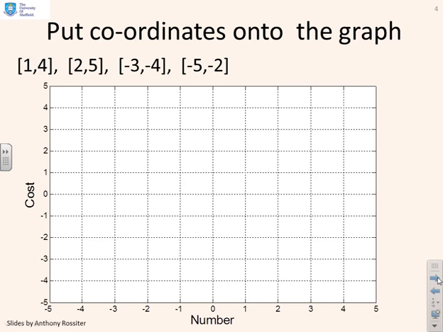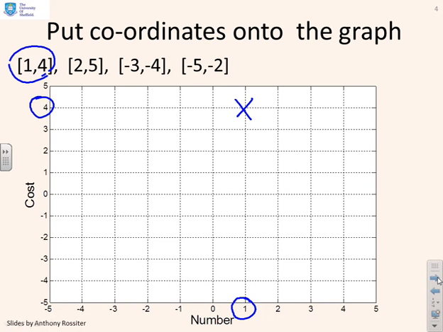So here's the graph paper. So we'll start with the 1, 4. So you remember, you take the 1 first, there's 1 on the horizontal axis, and you pair that with 4 on the vertical axis. There's 4 on the vertical axis. So if I put those two together, there's the coordinate 1, 4.